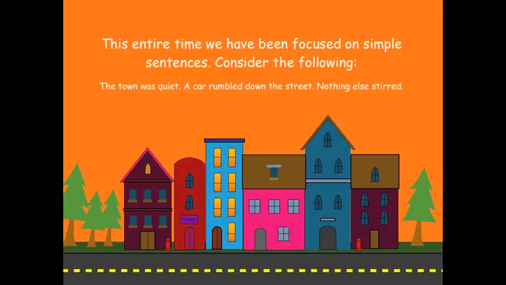The town was quiet. A car rumbled down the street. Nothing else stirred. What's wrong with these three simple sentences? Grammatically, everything's fine. They have actors, they have actions, they have answers. Is there something else going on here?